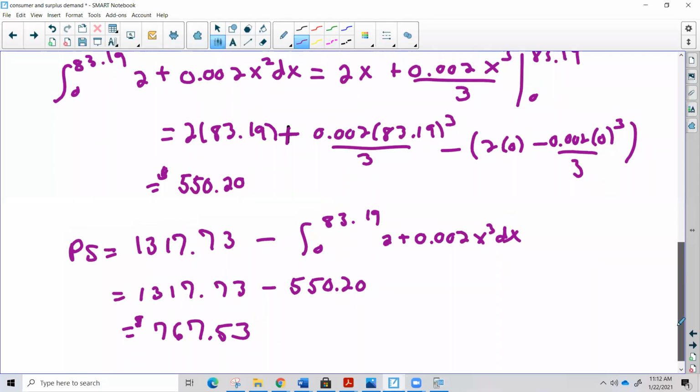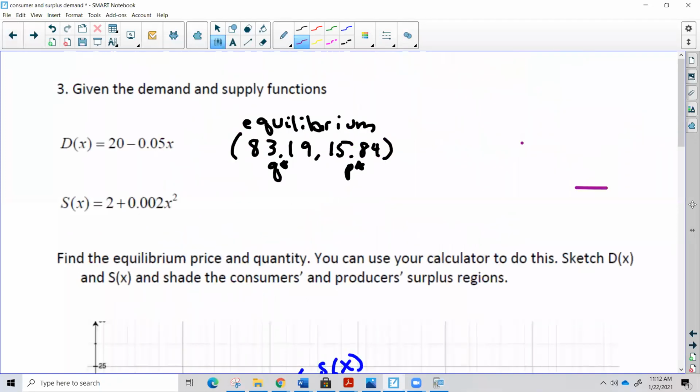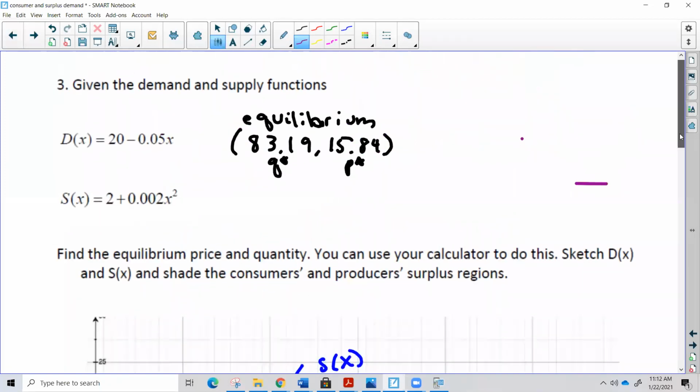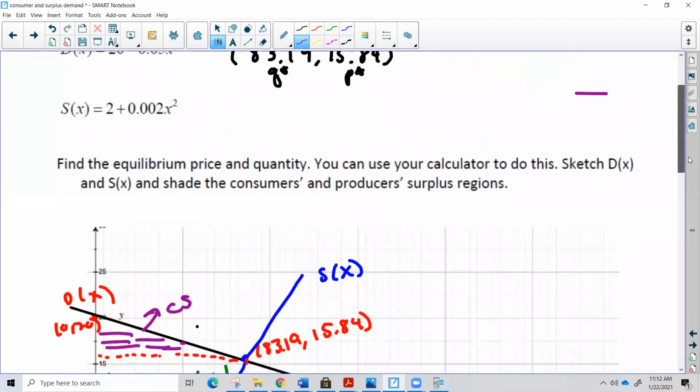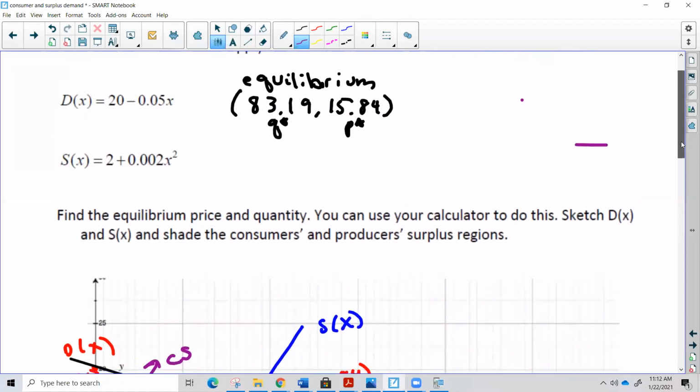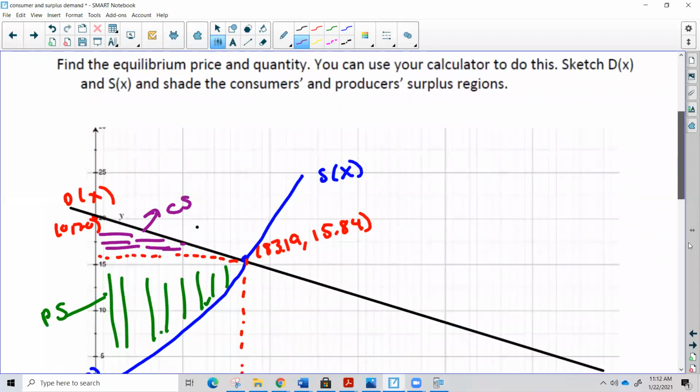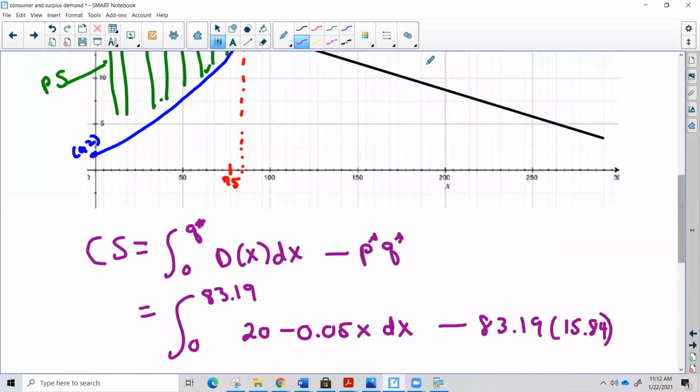So that's how you do the consumer and the producer surplus. Again, for these problems, you don't have to find the equilibrium point by hand. I mean, you can set them equal and then you'd have to do quadratic formula. But you can just use your calculator for these. So if you have any questions, let me know.